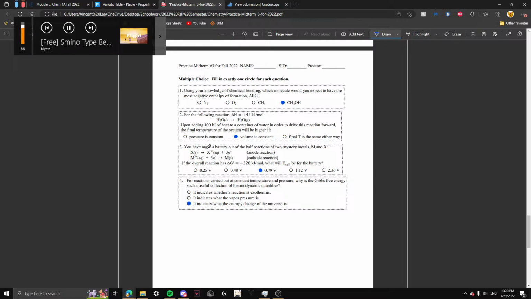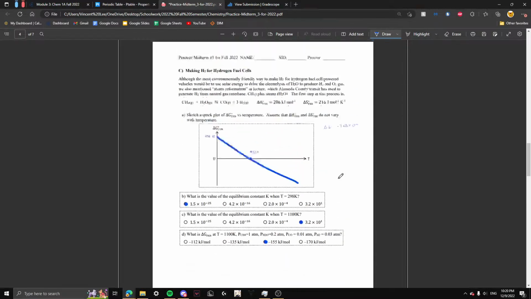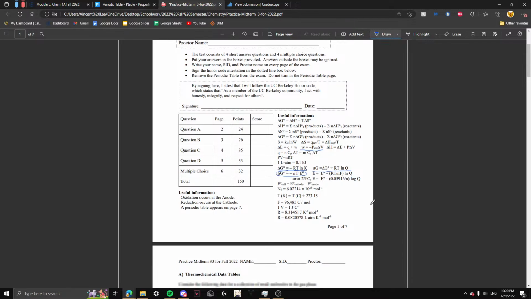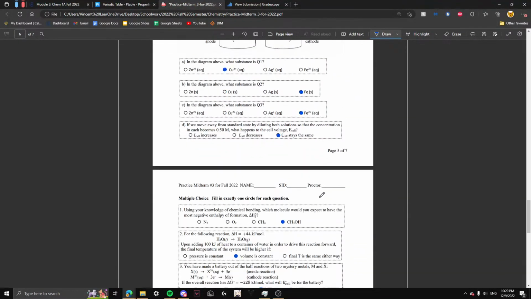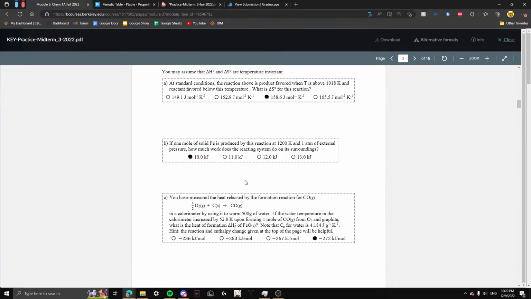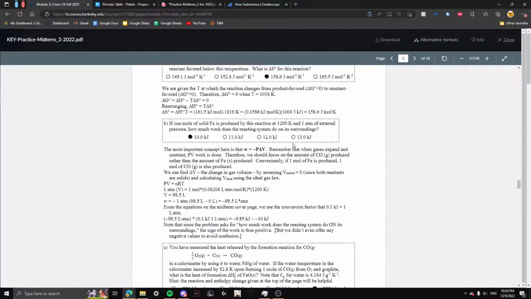And then for this, I believe you use the delta G with the E reaction, which is this one here. You just plug in to get your answer. Yeah. And then why is Gibbs free energy a useful integration of thermodynamic properties? Okay, I know the answer key does a much better job explaining this than I do, I think. If I go all the way down.